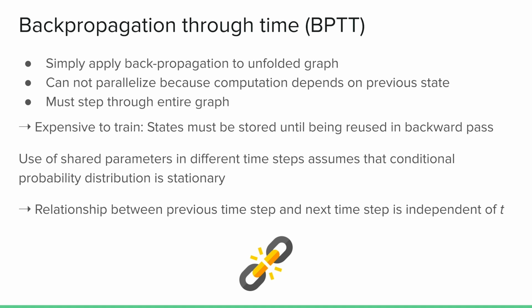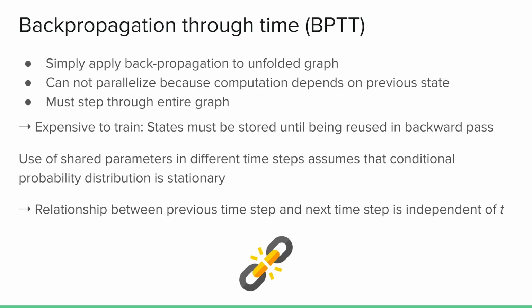And the problem here is that we cannot parallelize this because the computation depends on the previous state. So we feed in the first value, we compute an intermediate result. The second computation actually depends on the output of the first step. So we must go through the entire graph, and it becomes really expensive to train because we have to store all of these intermediate states until they're being reused for the backprop.